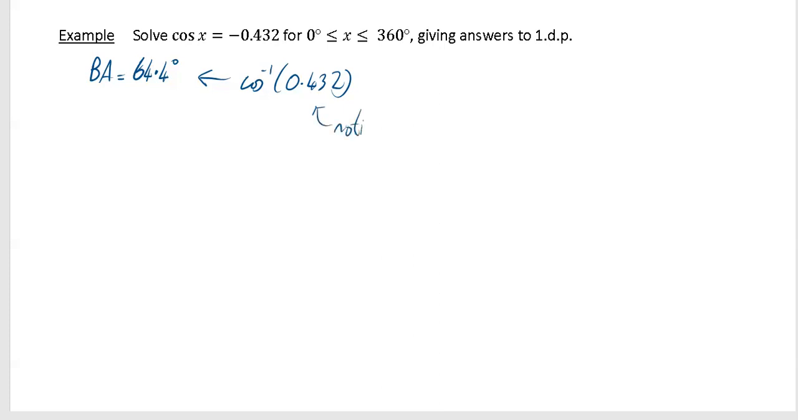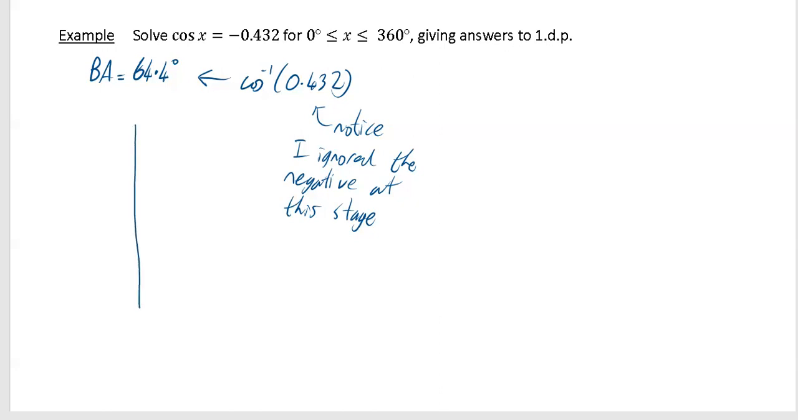Okay, so I'll just say here what I've done. I said, notice I ignored the negative at this stage. Okay, so that will come into play later on. Your next step is to draw your CAST diagram just as before, C, A, S, T, and for your benefit, I wouldn't normally do this, I'm going to label my axes, so 0, 90, 180 degrees, 270, and 360.